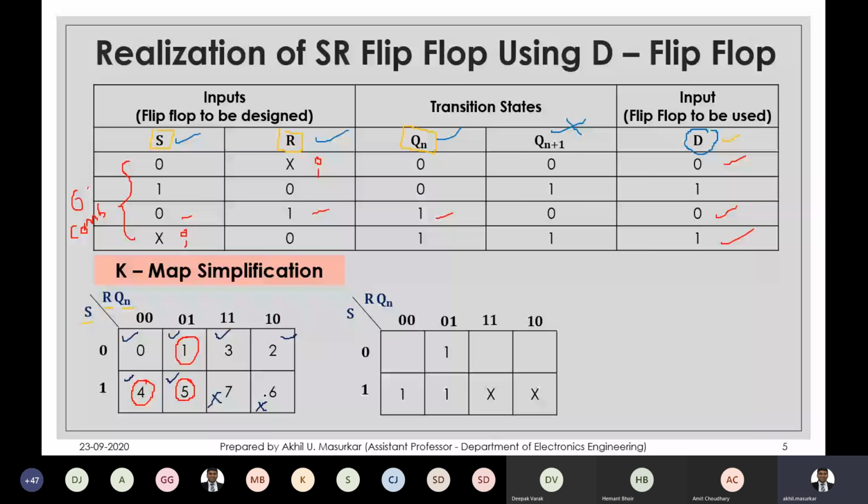Yes. Any doubts in how this K-map is filled? Please unmute and ask.